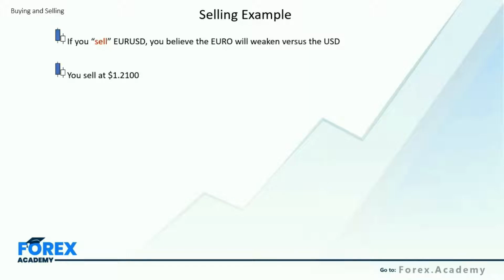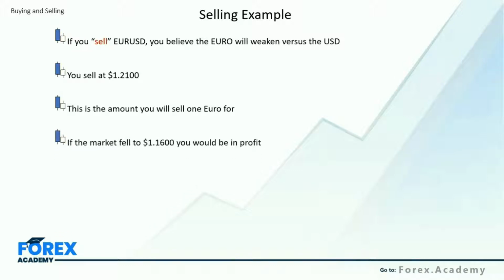But this time you sell at 1.2100. So for every €1 you happen to trade, it has a converted value of $1.21. So that's what you will receive at the point of entry if you get into this market. So following through with this is the amount you will sell €1 for, just to make that crystal clear. So if the market now falls to 1.1600, you would then, as a result, realize profit on that trade.